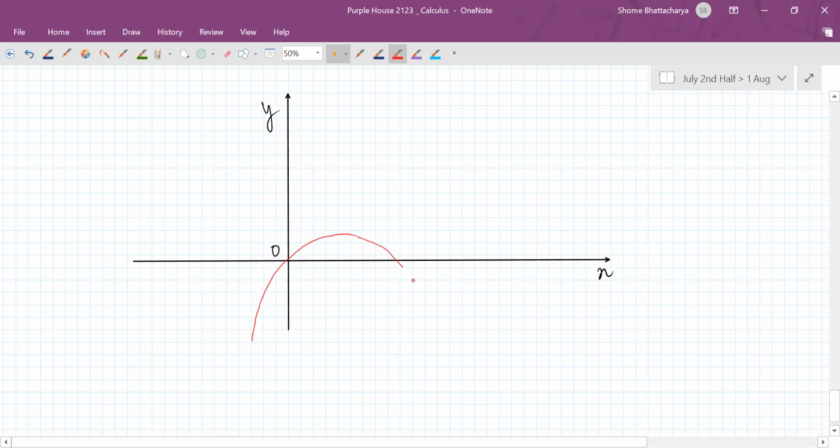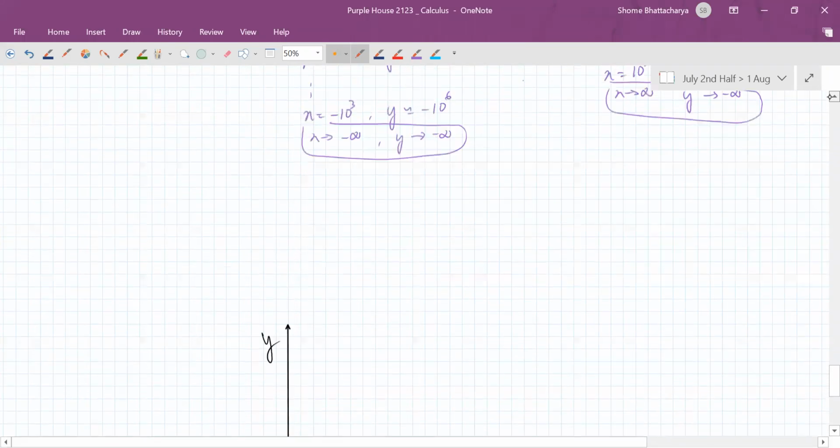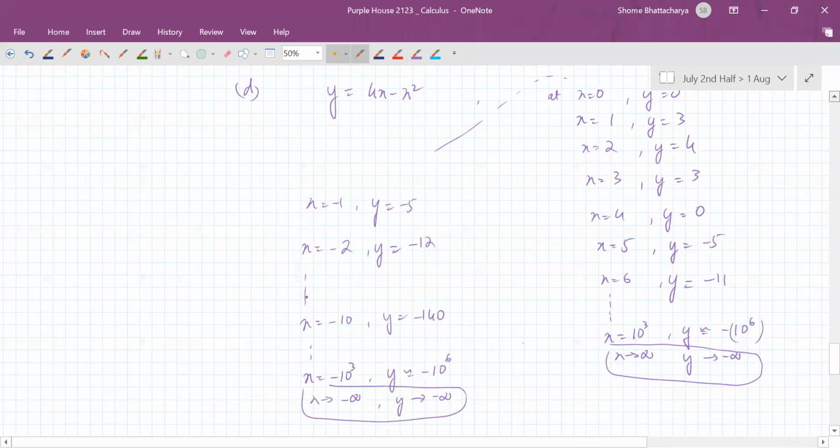See that this graph has somewhat this kind of a shape. In between, at this point, it reaches the peak at 2. And the value of y at the peak was how much? It was 4, right? And again at 4, it was becoming 0. Now I'm not plotting all the other points, but you can put them in and you'll understand why the behavior is like this.